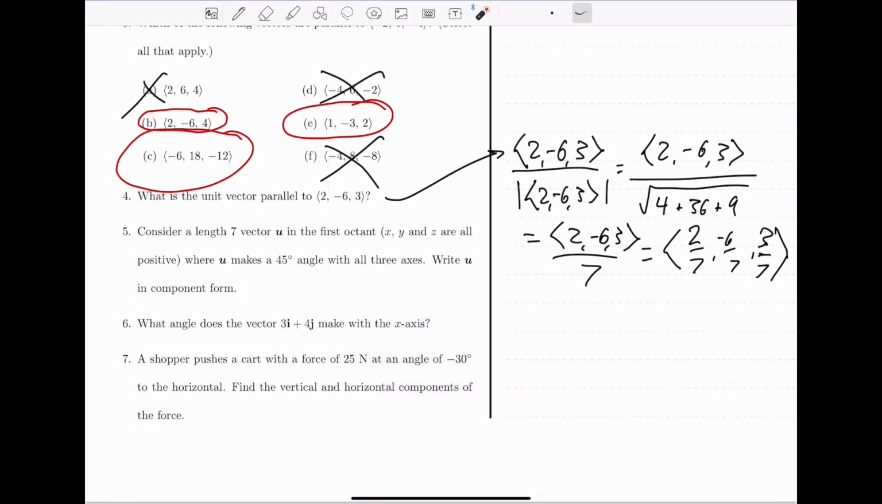Let's solve example 5. We want to find a length 7 vector u in the first octant. So first octant just means that x, y, and z are all positive. And we want this vector such that it makes a 45-degree angle with all 3 of the x, y, and z axes. And we want to figure out what is the component form for such a vector. Let's try to graph this out and see if we can visualize what's going on here.